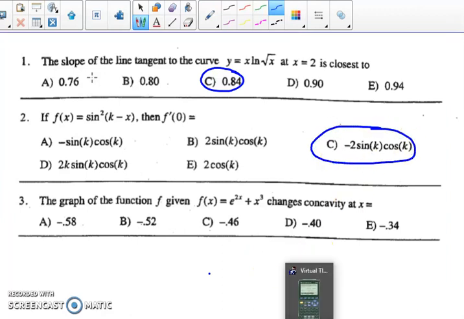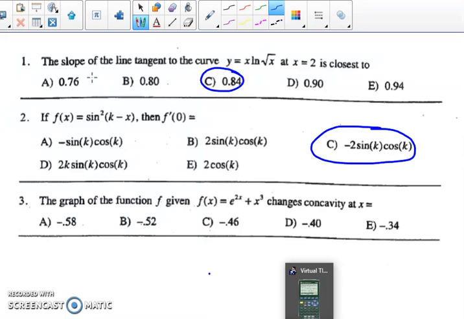The last problem on this page is: the graph of the function changes concavity at. So there's a couple ways that we can do this. I've already shown you one way of finding the second derivative on the graph. You can also look for the zeros of the second derivative using your calculator. So let me try to show you that way.